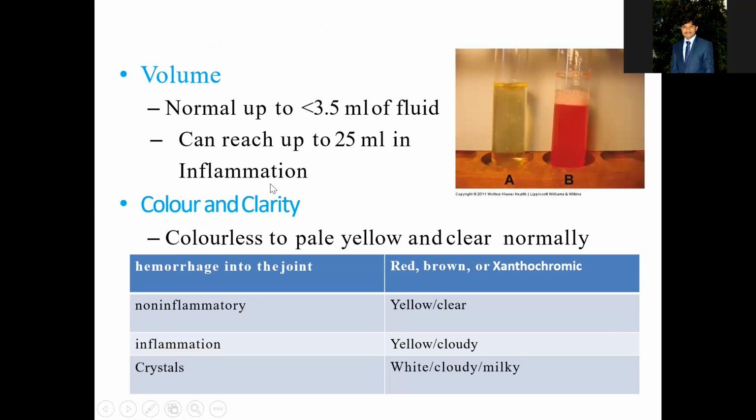Normal synovial fluid volume is less than 3.5 mL; in inflammatory conditions it can reach up to 25 mL. Normally it is colorless. In a hemorrhagic condition, it appears red-brown or xanthochromic. In a non-inflammatory condition, it is yellow and clear. In an inflammatory condition, it appears yellow and cloudy. In crystal deposition disease, it appears as a white cloud with a milky appearance.